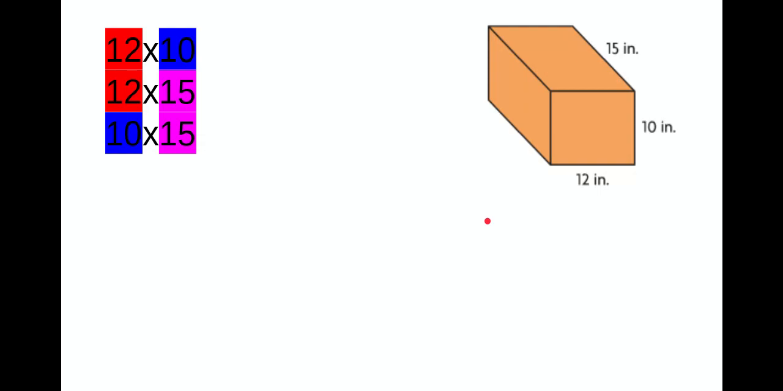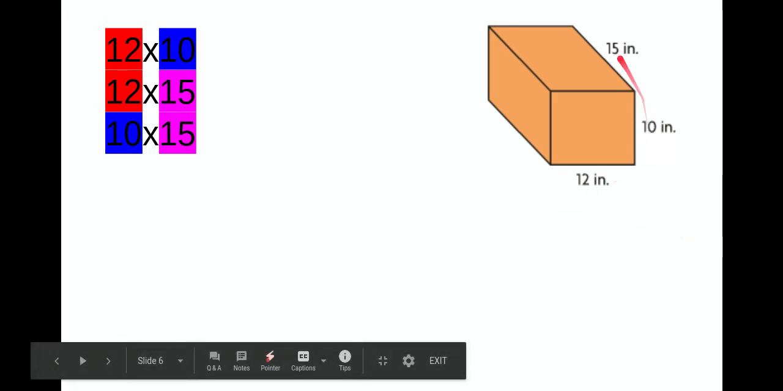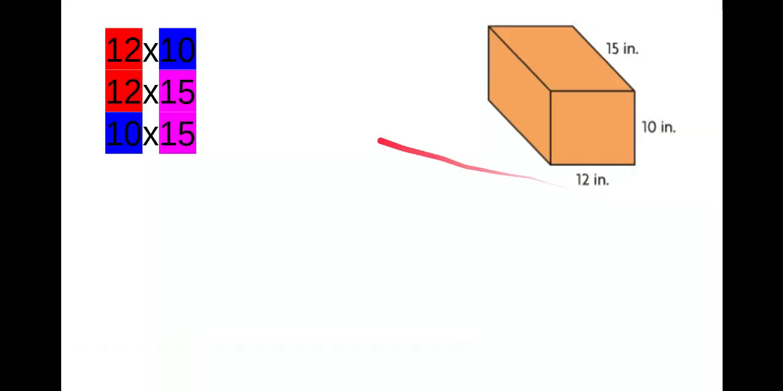So just like we did with the picture of the man, the woman, and the dog, let's make as many combinations as we can out of the 3 dimensions, the 15, the 10, and the 12. So we have 12 times 10, 12 times 15, and 10 times 15. So let's write those 3 different combinations down on our paper. And I used colors. You don't have to. I just used that to kind of show you the different combinations.